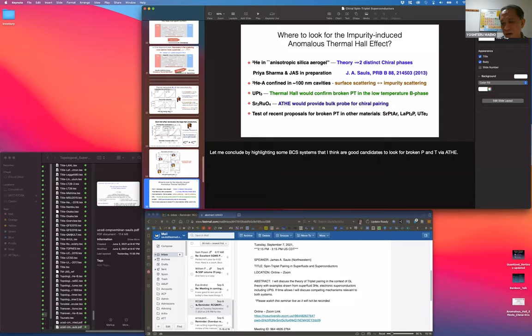For the thermal Hall effect for strontium ruthenate, our group and, in collaboration, other groups have been trying to observe it, but the in-plane thermal conductivity of strontium ruthenate is just too high to develop any temperature gradient. So it's very difficult, challenging to observe this. But we have been trying.